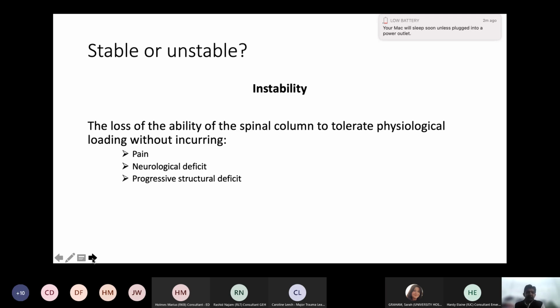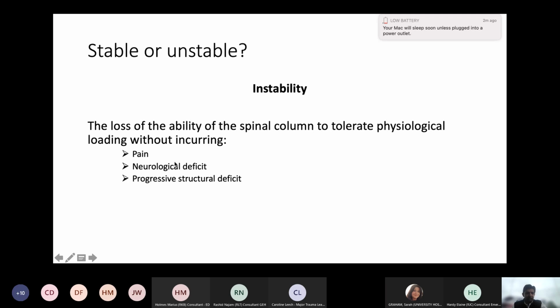Is it stable or unstable? Instability is a bit difficult, and there is a bit of discussion around this. But essentially, instability is when the spinal column is unable to tolerate your normal physiological loading without causing pain, deficit, or progressive structural deficit. And that's difficult to assess sometimes. And so sometimes it's easier just to see whether or not it's a 1, 2, or 3 column injury. Three columns are definitely unstable. Two column injuries are often unstable. One column injuries are not unstable.